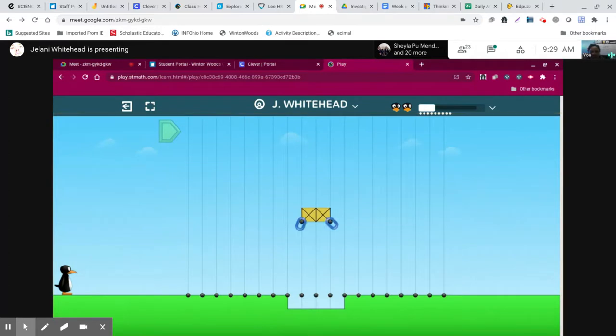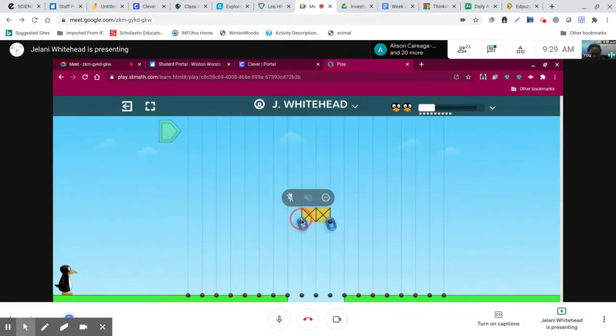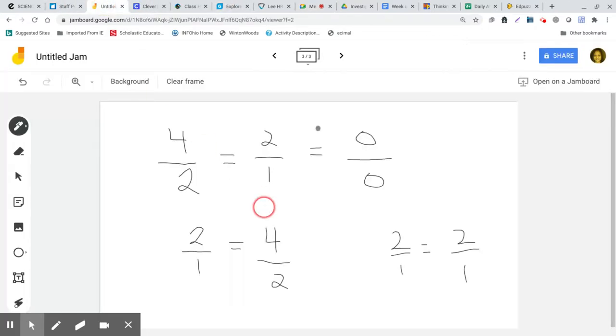All right, we have a different ratio. Let's figure out the ratio. 0, 1, 2. So the top is 2. Let's look at the grass. 0, 1, 2, 3, 4. So 2 to 4. So we have a new ratio of 2 to 4.